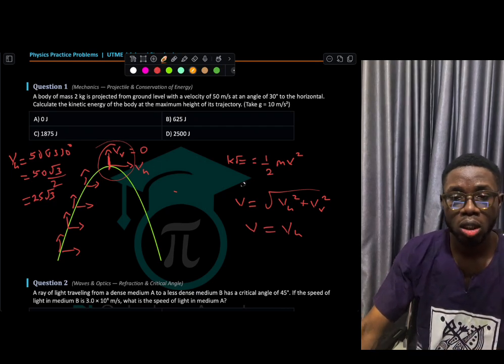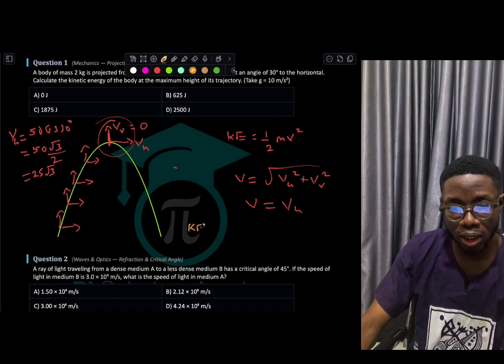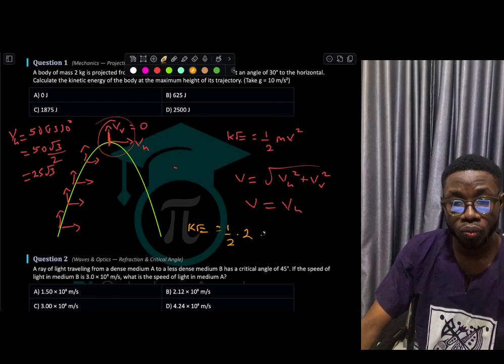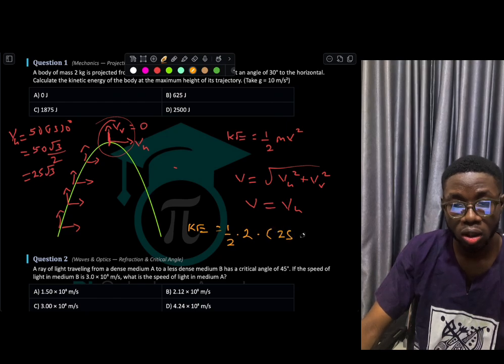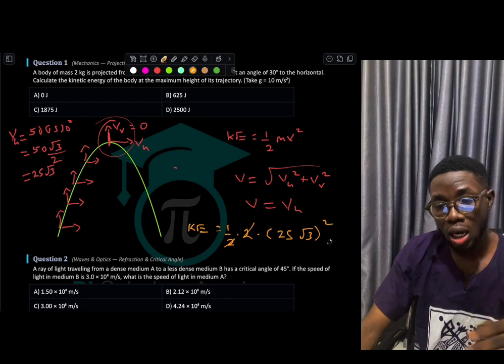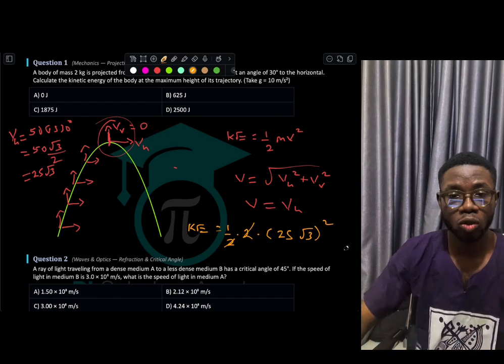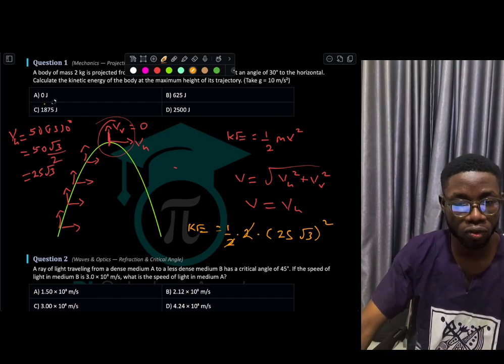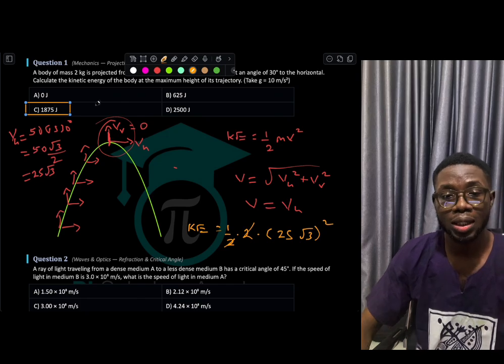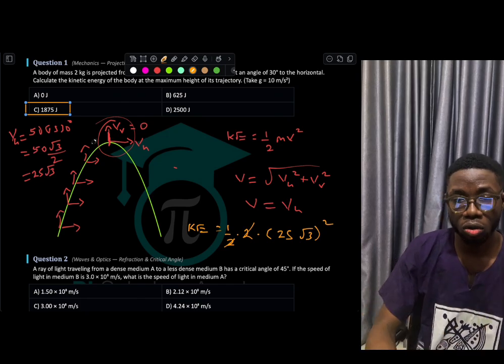So therefore, the kinetic energy I'm looking for will then be 1 over 2 multiplied by the mass, which is 2, then multiplied by the square of v, which is 25 root 3 raised to power 2. So these two cancel out, and we have 25 squared multiplied by 3. That's 1,875 joules. So that leaves us with the correct answer of 1,875 joules of kinetic energy.